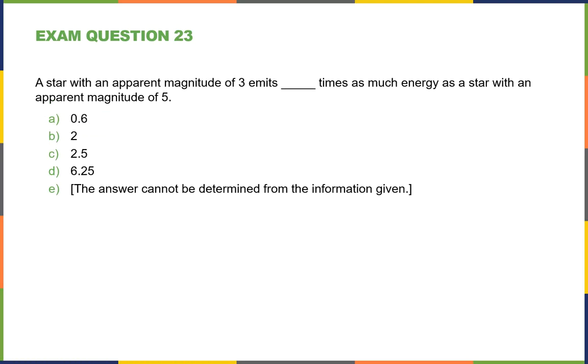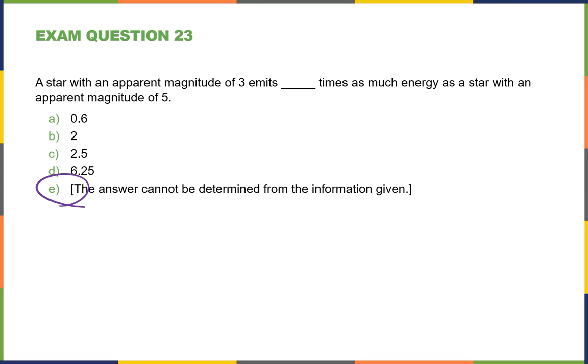Okay, next. A star with an apparent magnitude of 3 emits blank times as much energy as a star with an apparent magnitude of 5. Let's start with the easiest question. Does it emit more or less? Does 3 emit more light or less light? Well, it emits more, but it also depends on the distance. That it's a lot closer. Depends on the distance.